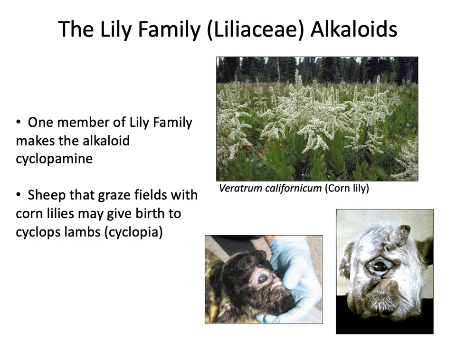Many members of the lily family have alkaloids, and one member of the lily family, which is called the corn lily, makes cyclopamine. It's from the plant called Veratrum californicum, which grows in the Sierra Nevada mountains of California. And if sheep graze fields that have corn lily in it and they're pregnant, then they can give birth to baby lambs that have cyclopia. And that cyclopia is a disorder in which, of course, it's a stillborn, but it only has one big eye in the middle of its head.